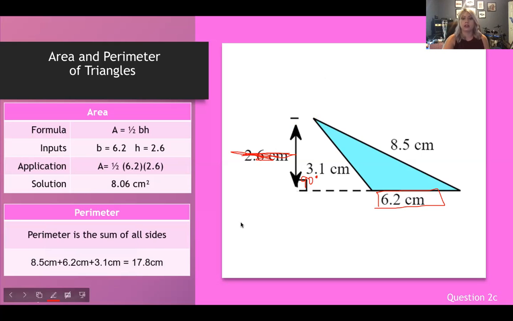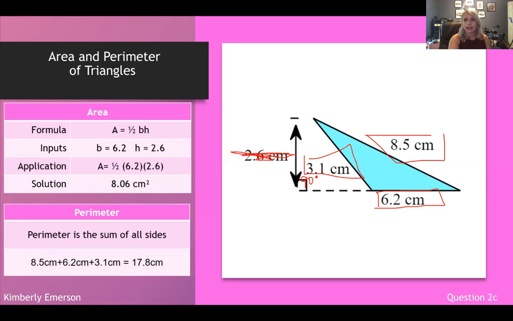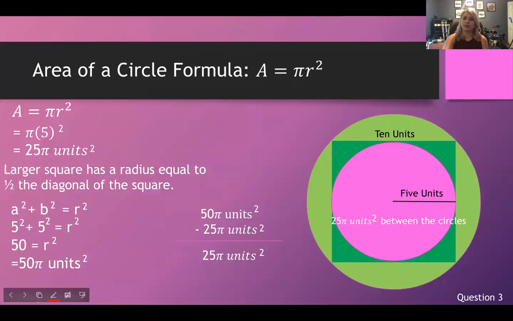So we are going to add up all of our sides, which consist of 8.5 centimeters plus 6.2 centimeters plus 3.1. I could see why that could be a little bit confusing to some of our students. But just simply an explanation for that is because we normally have our 2.6 centimeters inside of our shape, considering it's for area only, not perimeter. So adding all those up, we'll end up getting 17.8 centimeters. All right, let's move on to our next question.